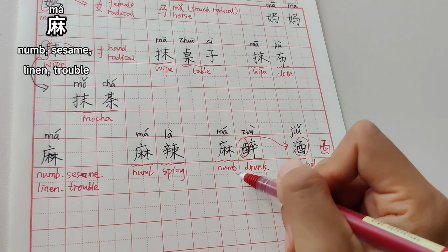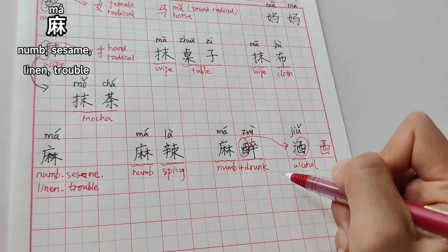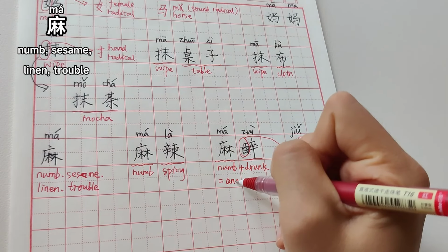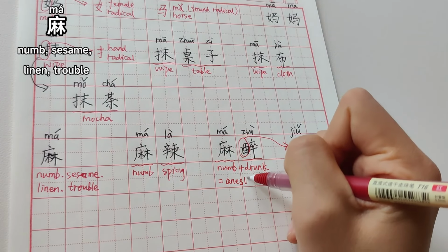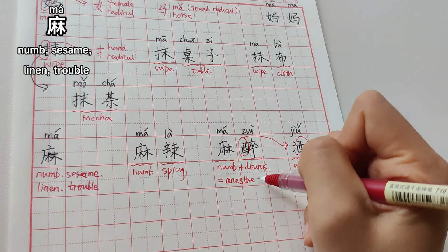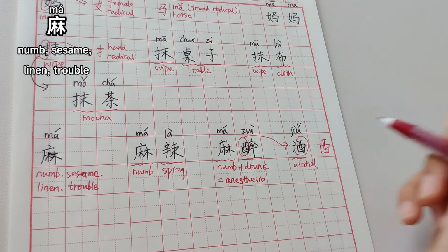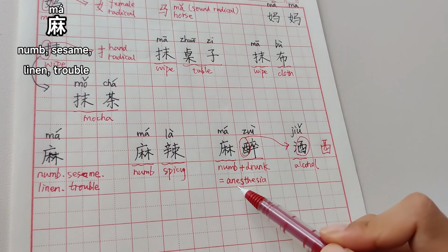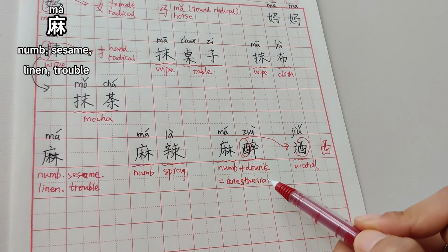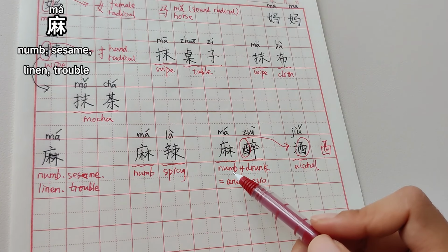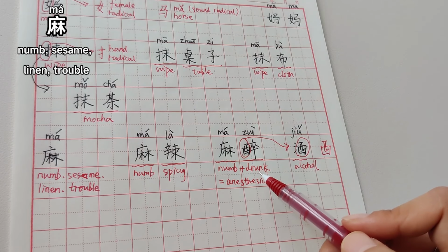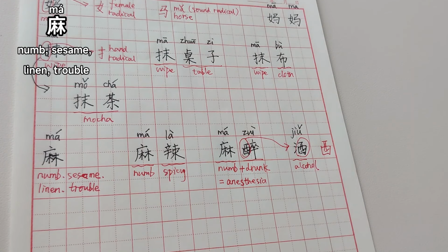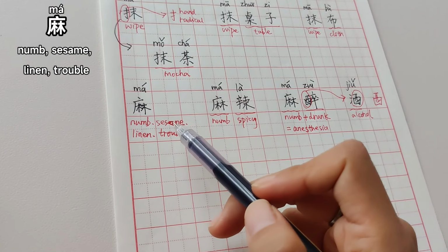Okay, numb and drunk, that would be anesthesia. Yeah, right? That makes so much sense, right? Anesthesia is like the doctor puts you in a numbing, drunk state, and you won't know anything. Okay, so that's it for the ma, meaning numb. And let's get to the second meaning, meaning sesame.